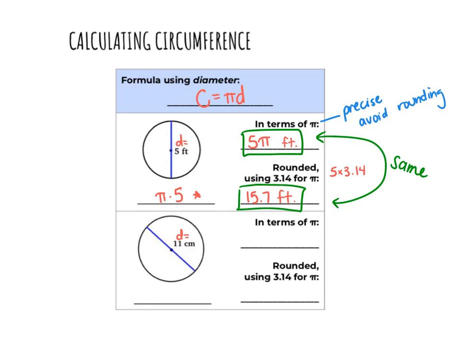So if we look at the next example, I have that my diameter is 11 centimeters. So again, pi times diameter, here my diameter is 11. So in terms of pi, would just be reordering that as 11 pi centimeters. And if I were to actually want to round that, I would take my calculator and do 11 times 3.14, and that would give me an answer of 34.54 centimeters.